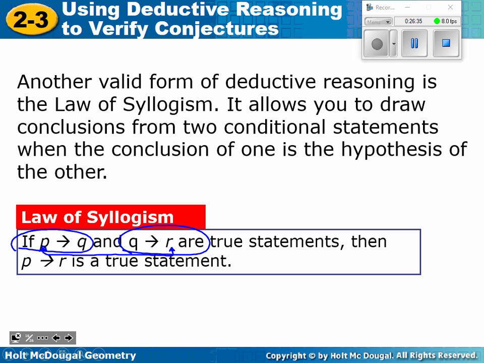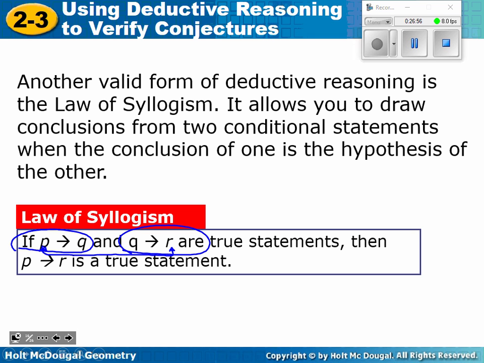So now let's combine those two if-then statements into a new one. P implies R. So if you make 100 on a test, then you get a math card. If you get a math card, then you can replace the homework grade. Okay, so if you make 100 on your test, then you can replace a homework grade.